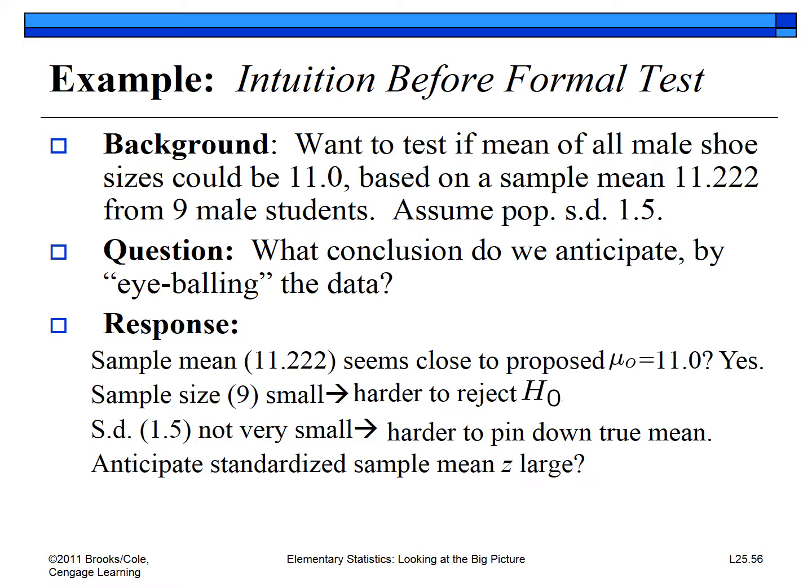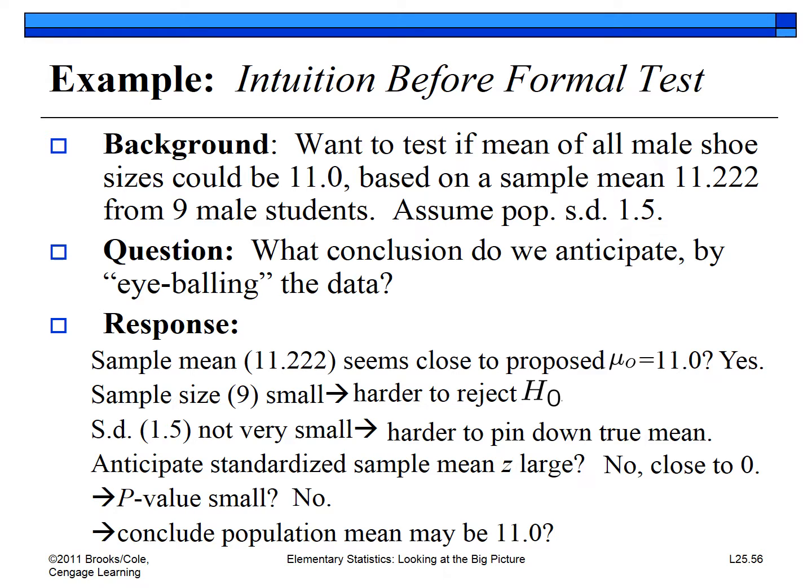So what do you think the standardized sample mean z would be? Do you think it would be very large? No, I don't think so. So, will the p-value be small? Not at all. So what conclusion do you think we'll be able to draw? We will not reject the null hypothesis, and we will accept that the population mean might be 11.